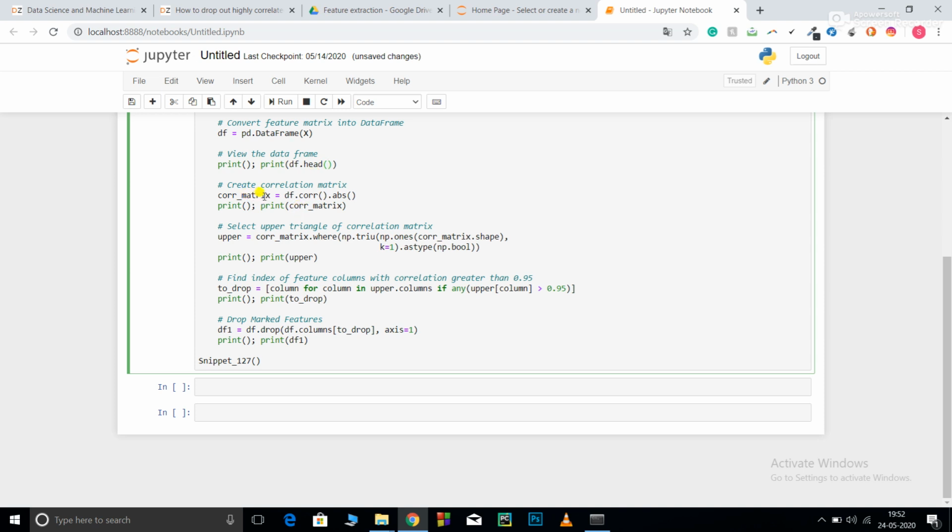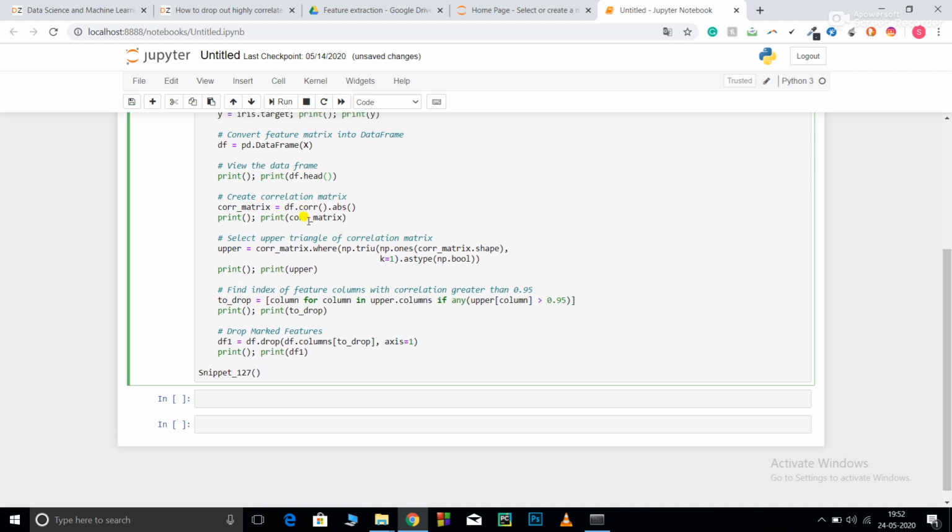Now after that, how to calculate the correlation matrix? So pandas also provides me the feature of calculating the correlation matrix. So df.corr().abs(), this means calculate the absolute correlation.